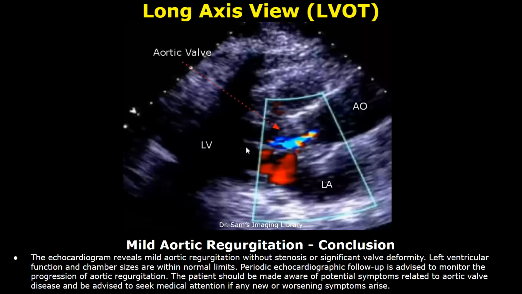Left ventricular function and chamber sizes are within normal limits. Periodic echocardiographic follow-up is advised to monitor the progression of aortic regurgitation. The patient should be made aware of potential symptoms related to aortic valve disease and be advised to seek medical attention if any new or worsening symptoms arise.